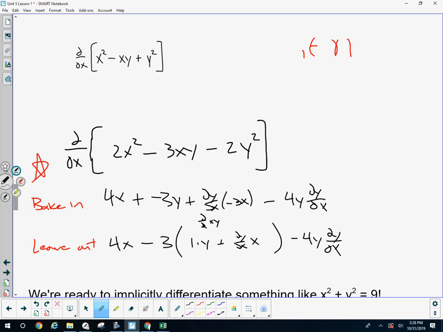Nope. Good. So that's 2x minus y. Okay, yeah, that's good. See, this is tricky. A bunch of us have gotten it wrong. Yep. It's tricky.